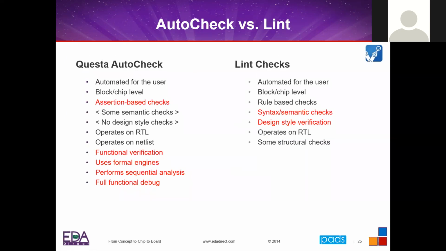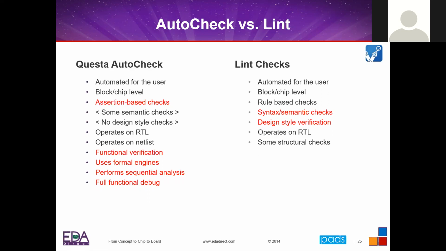So as I said, Autocheck is kind of like a linter, but it does more. It is somewhat complementary. Lint tools a lot of times will do syntax checks and semantics, style definition, naming conventions, like you need an _L on all your active low signals, things like that. Some lint tools can do that.